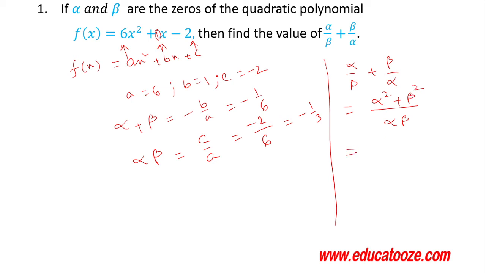What is alpha square plus beta square? I can use the algebraic identities formula, that is alpha plus beta whole square minus 2 alpha beta, by alpha beta. This is nothing but, let's put the values directly.